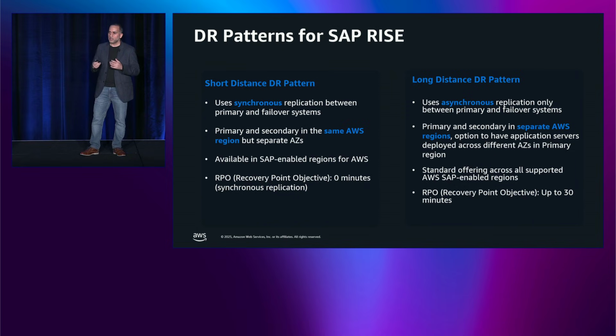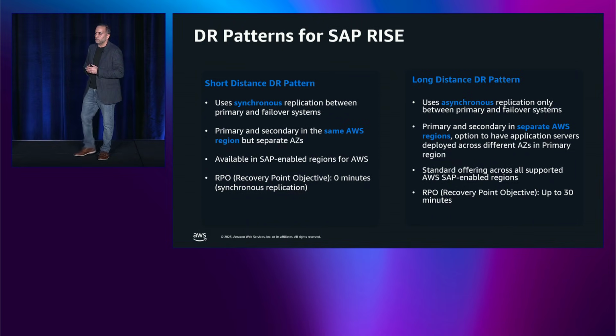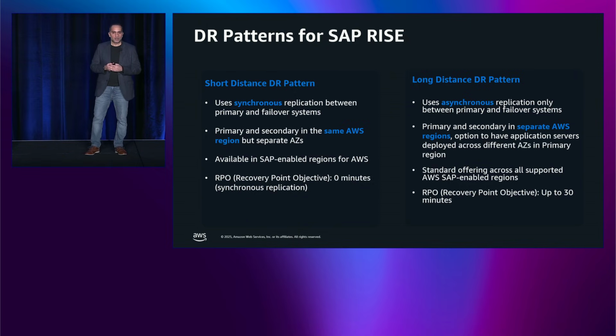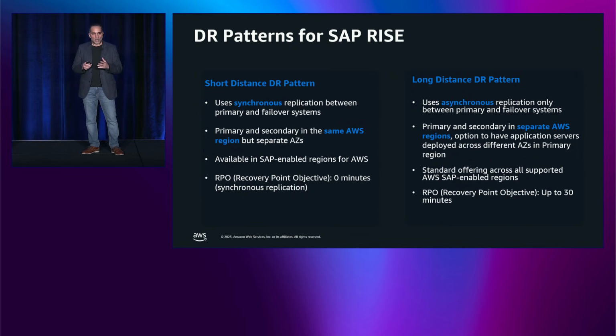The other is long distance DR. It uses asynchronous replication between primary and secondary systems across separate AWS regions. But importantly, you can deploy your application servers across separate availability zones in this primary AWS region for regional resilience capabilities. This option provides RPO in minutes, while balancing between data protection and regional disaster recovery capabilities.